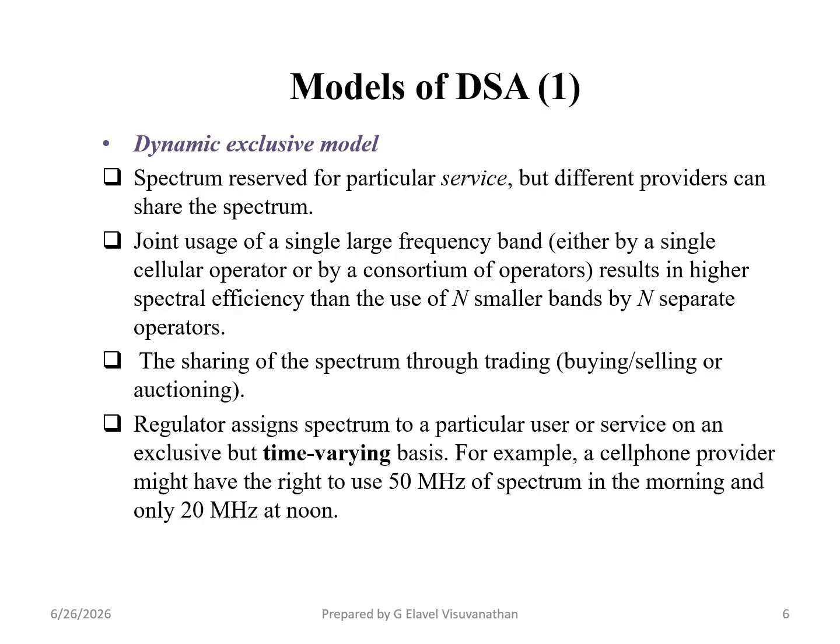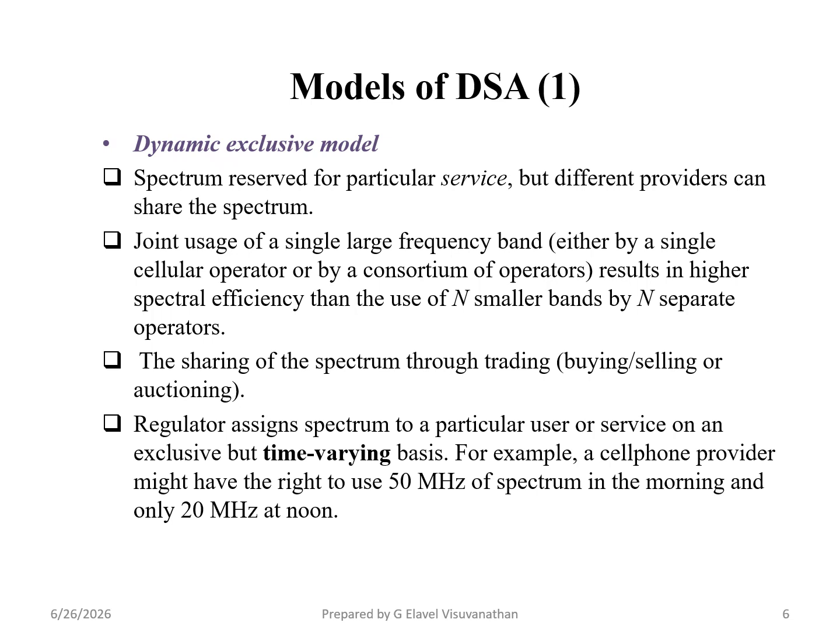Model of DSA. So first, dynamic exclusive model. Spectrum is reserved for a particular service, but a different provider can share the spectrum. One spectrum is going to be reserved for a particular service. Even though they are not going to use the spectrum, they are able to share it with some other user, that is, a different user. That was the first point.